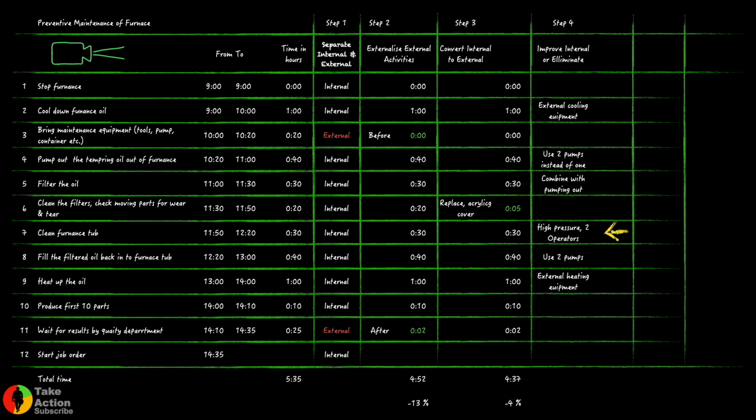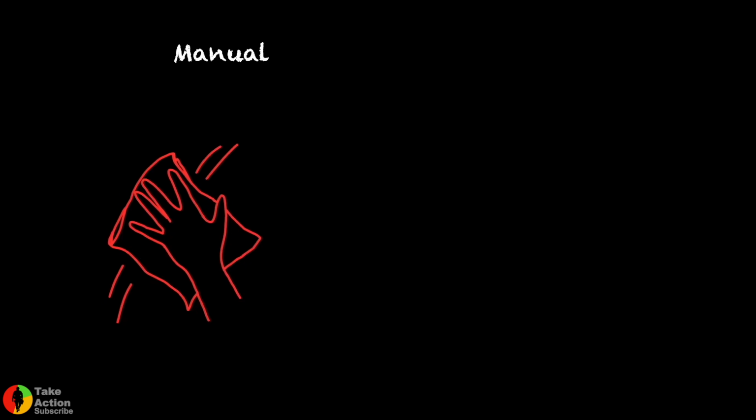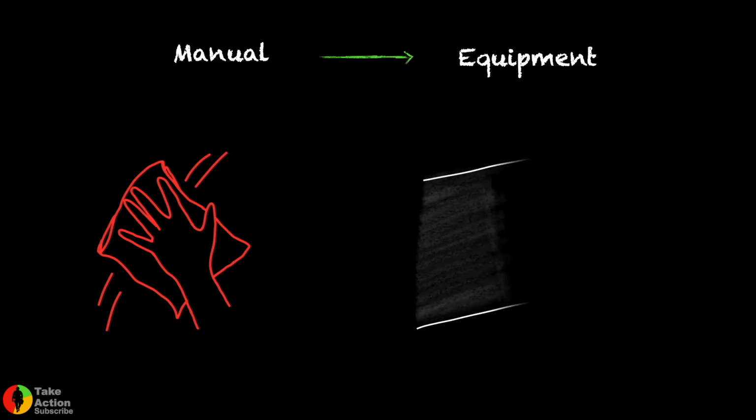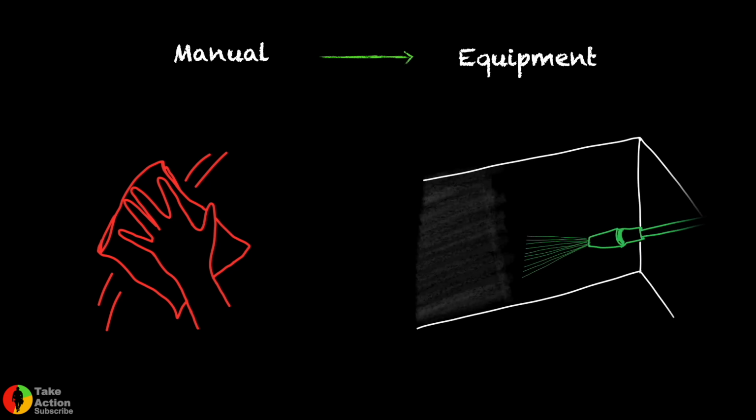Activity number 7 is cleaning the tub. During the preventive maintenance, it was being done manually. One person was manually doing the whole cleaning and everything. We can ask how we can do this cleaning in a much shorter time. One idea would be that we use equipment. For example, we can use a water jet or any other equipment which cleans everything in a much shorter time.